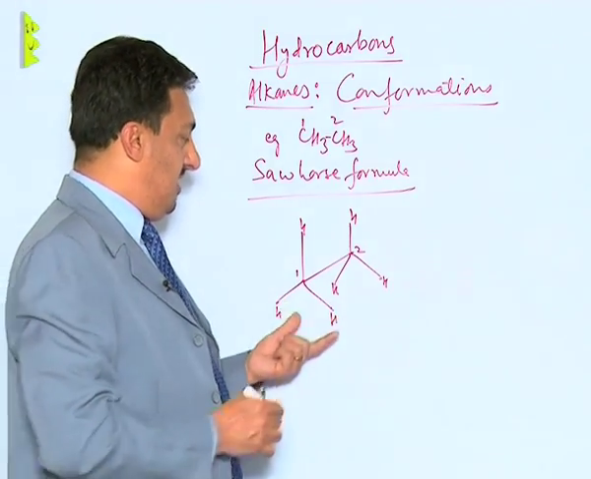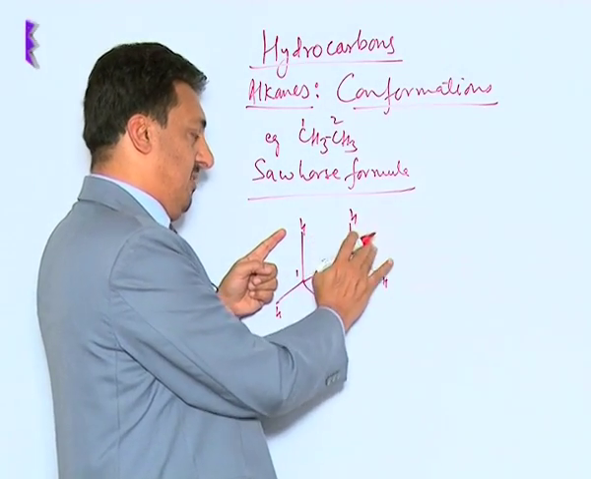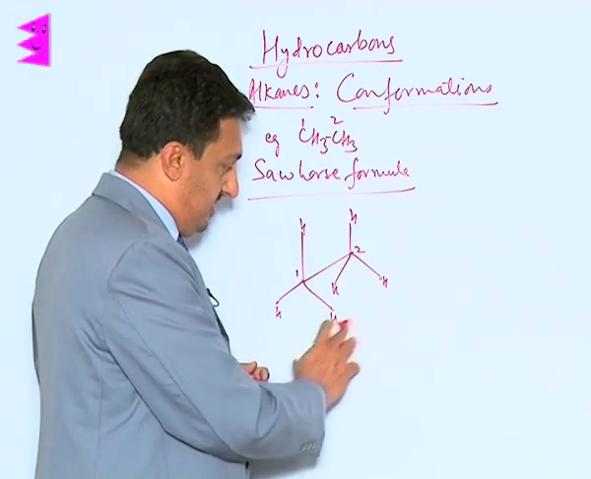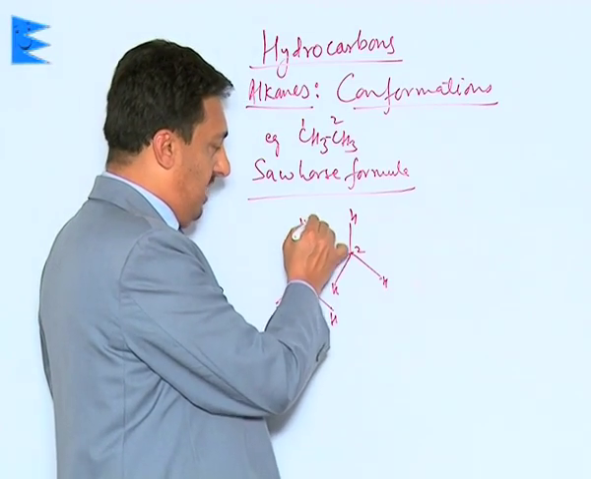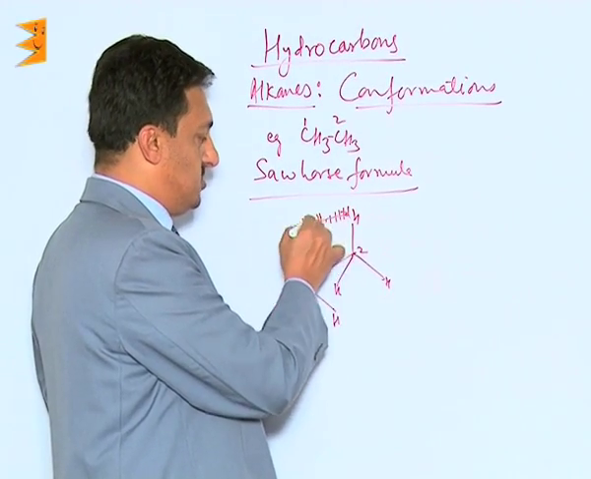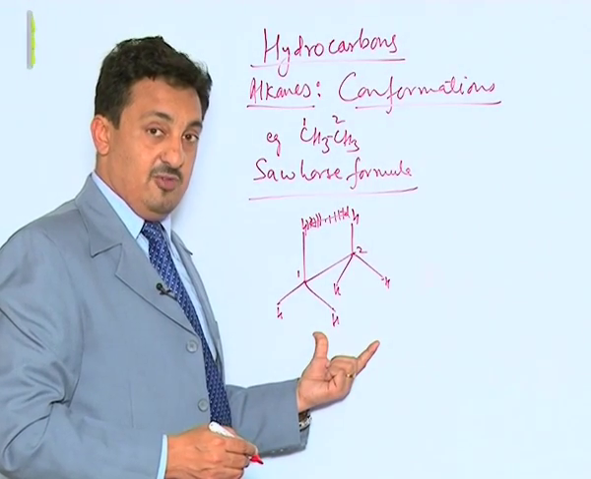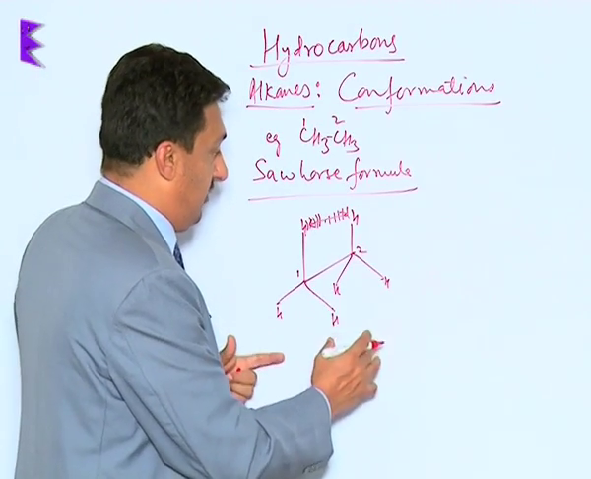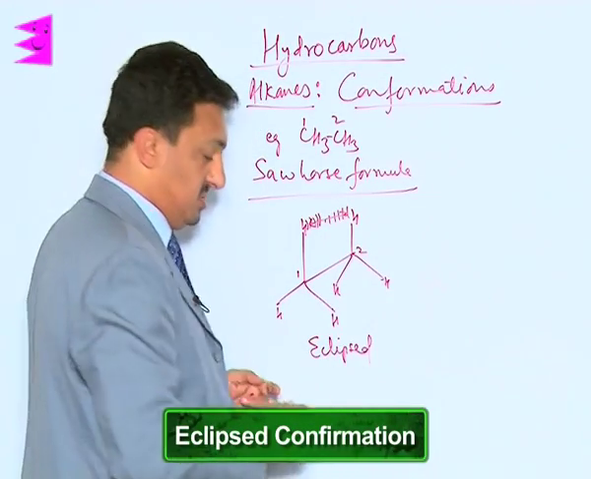In this, what we can easily make out is that this hydrogen is on a very similar line to the hydrogen on the second carbon, and as a result these two hydrogens are eclipsing each other. In a very similar way, these hydrogens and these hydrogens are eclipsing each other. Since they are very close, there will be a lot of interelectronic repulsions between the electronic clouds of these two hydrogens. As a result, this particular three-dimensional arrangement of the hydrogens on the two carbons will have high energy. Therefore, this type of conformation is called eclipsed conformation.